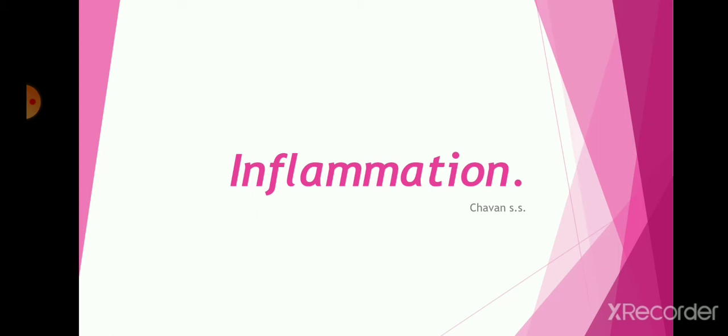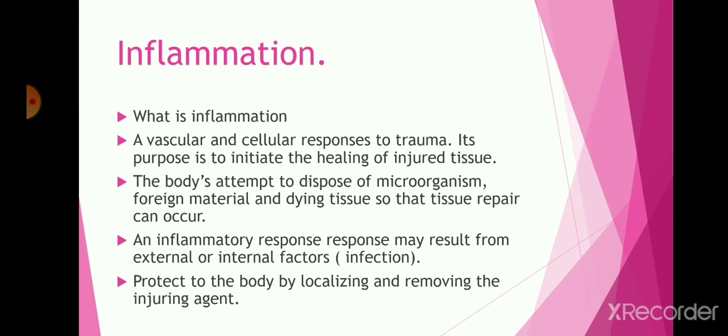So whenever a cut or injury happens on the skin or any part of the body, the innate immune system starts to respond and tries to heal that injury or infection. That process is known as inflammation. In this lecture we are going to talk about inflammation and what actually happens during inflammation. First of all, let's see what is meant by inflammation.